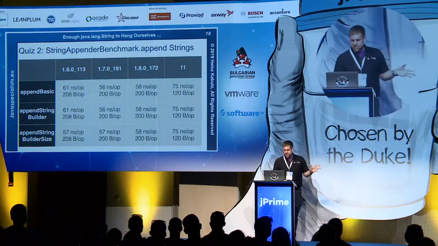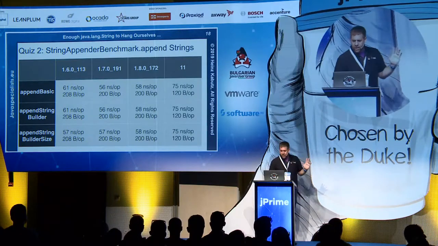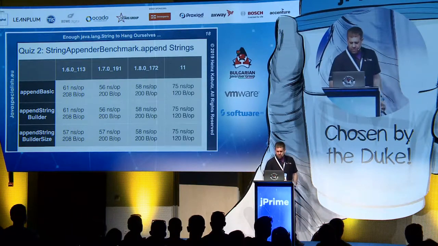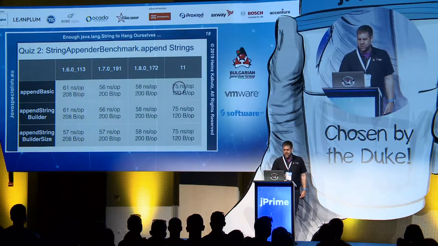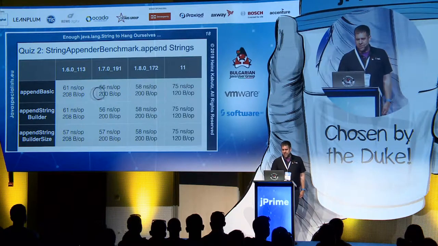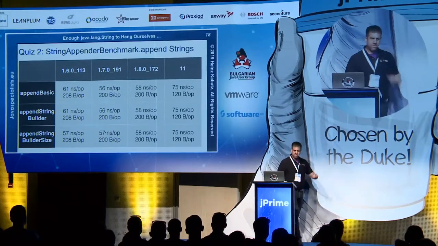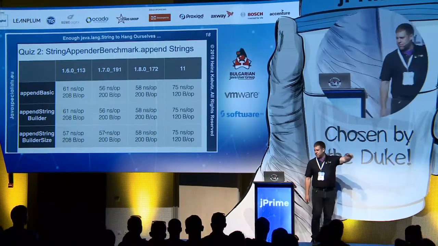So you can see the speed, and also the number of bytes allocated. The top is the number of nanoseconds per operation, and the bottom is the number of bytes allocated. You can see that the allocation is constant between the first three mechanisms: append basic, append StringBuilder, append StringBuilder size.